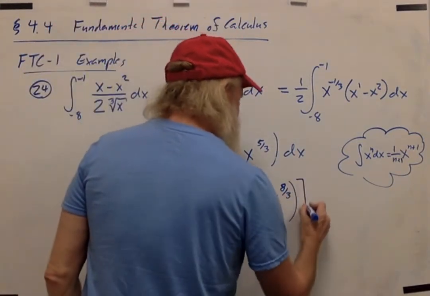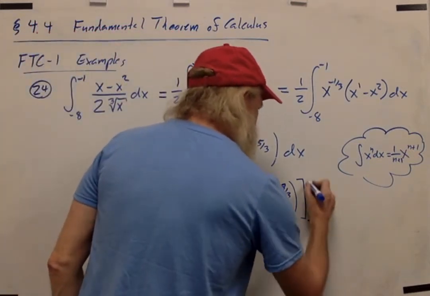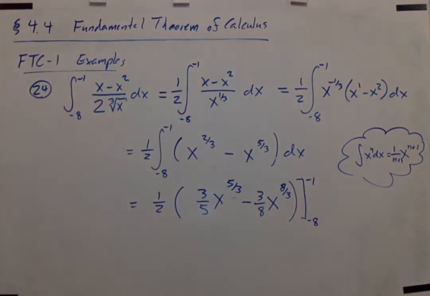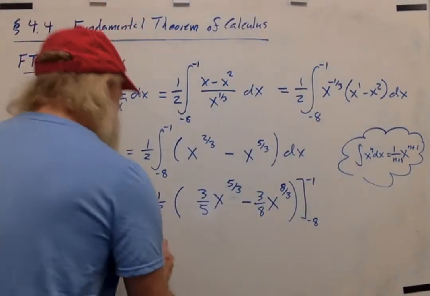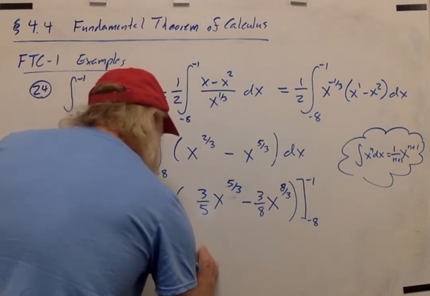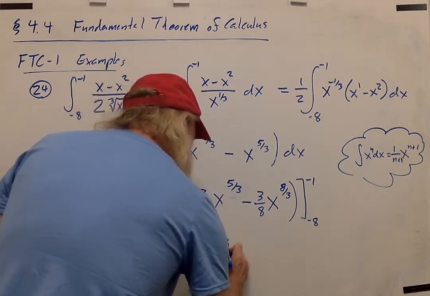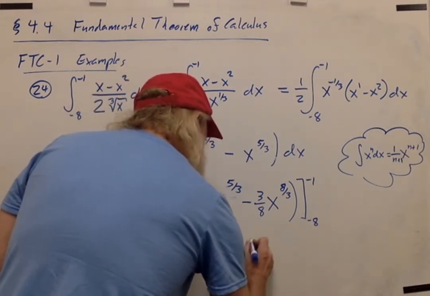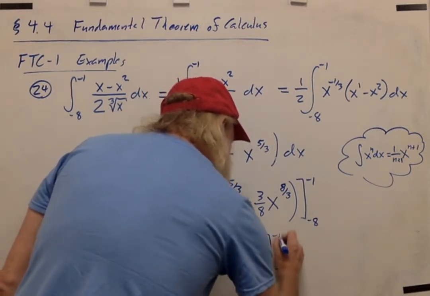And now I need to take that from -8 to -1. Let's go ahead and distribute the 1/2, and then there's going to be a fair amount of arithmetic we need to do when we plug the -8 and the -1 in. So I have 3/10 x to the 5/3 minus 3/16 x to the 8/3, taken from -8 to -1.